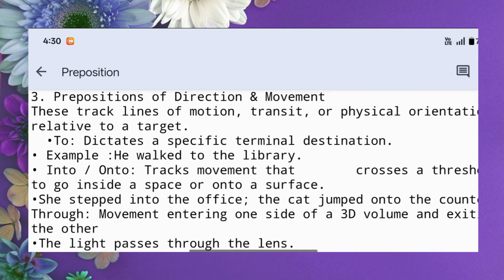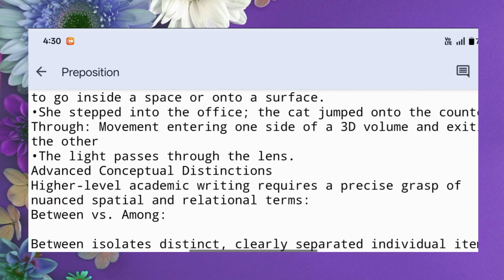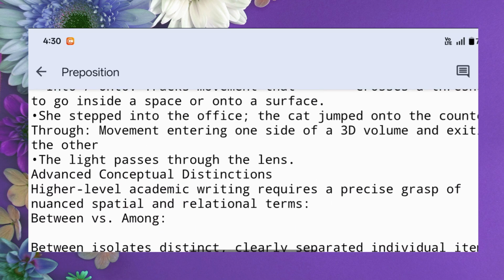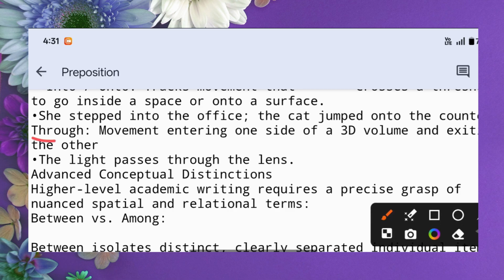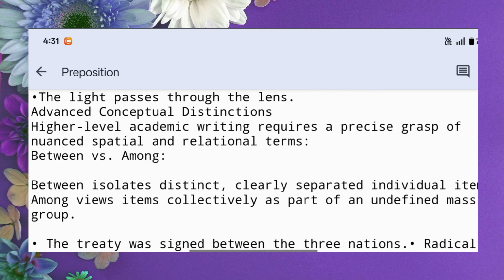Into or onto tracks movement that crosses a threshold, going inside a space or onto a surface. Next examples: she stepped into the office. The cat jumped onto the counter. Next, through: movement entering one side of a 3D volume and exiting the other. Next, the light passes through the lens.